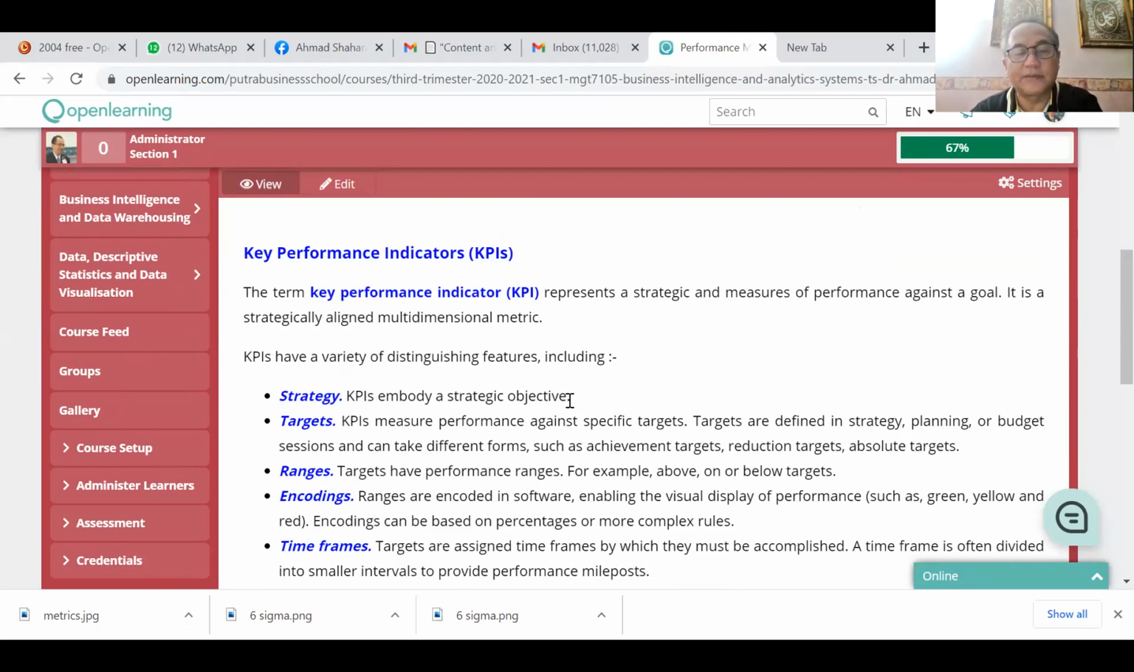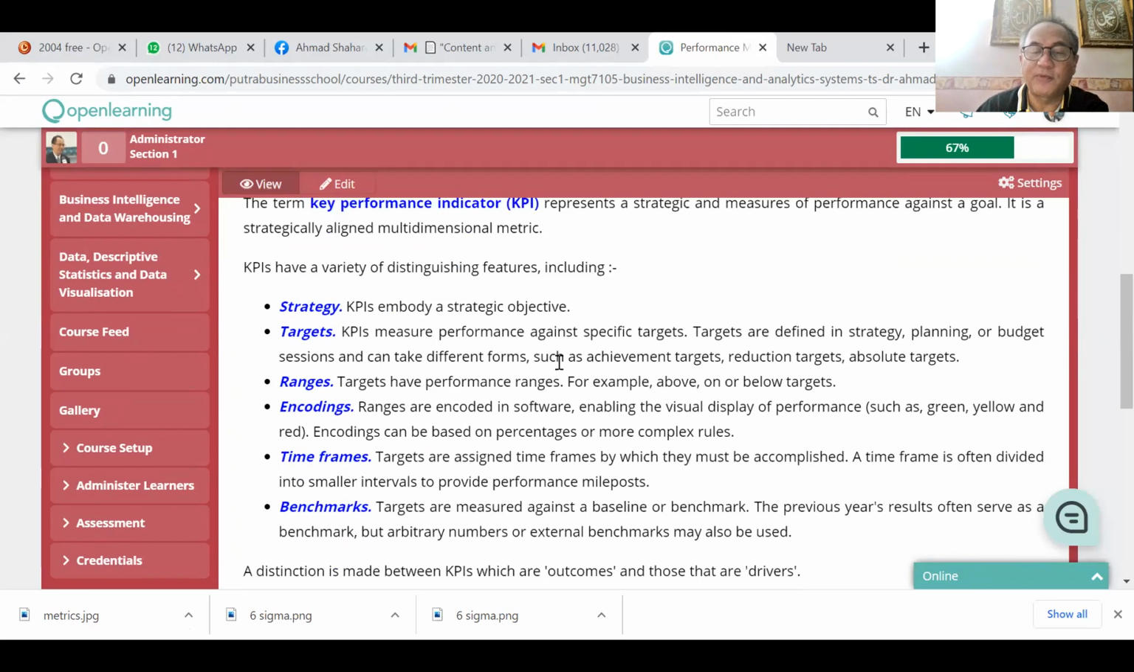For these distinguishing features, the strategy: the KPI will embody a strategic objective, and then the KPI will measure performance against a specific target. So this target will be defined in strategy, planning, and budget. It can take different forms, such as an achievement target, a reduction target, or an absolute target. And then what are the ranges that the target has for performance? Mainly we have some range.